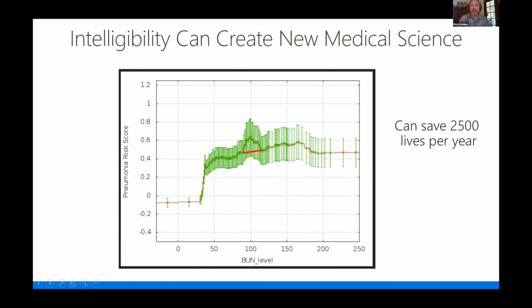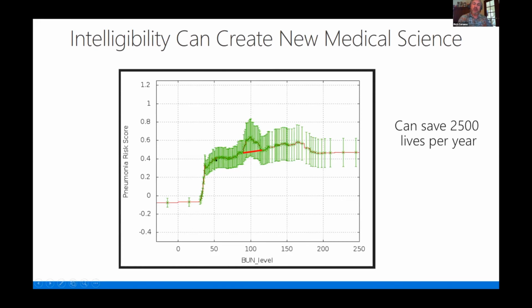So it turns out our estimate is that just by changing this one treatment threshold from 100 to 85, for just one blood test, blood urea nitrogen, for just one condition, pneumonia, which is a common condition, that in the US alone, we might be able to save 2,500 or more lives.